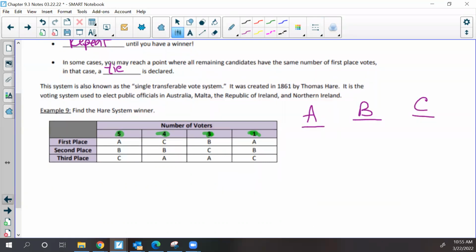All right, so A got five votes. And C got four votes. And B got three votes. And look, oh, he got another vote here. So this is their total: 6, 3, 4. So you don't declare a winner. I don't say that A won, even though they got the most votes. What you do is eliminate the candidate with the least votes. B got the least votes, so they're gone.